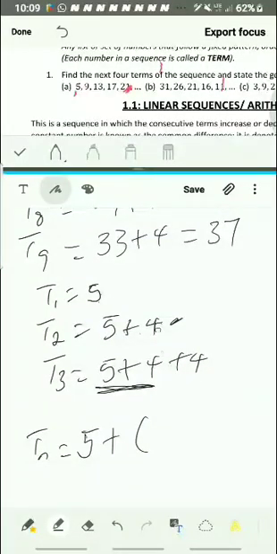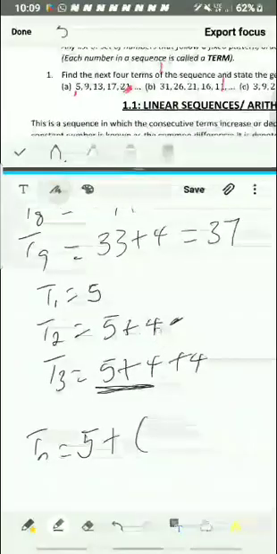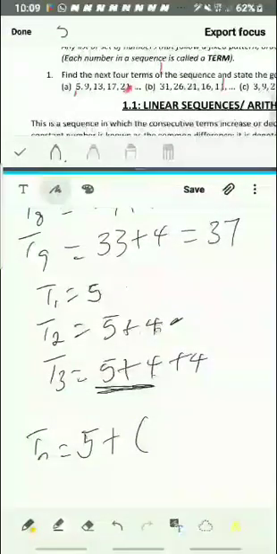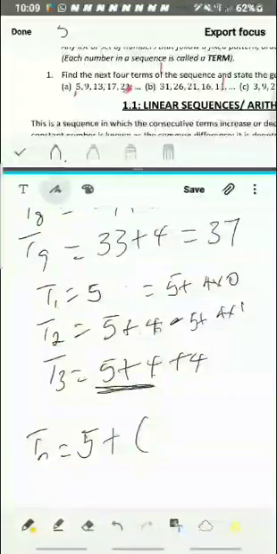Then you can see we are adding multiples of 4 each time. In this case, there is no 4. In this case, we have one multiple of 4. In this case, we have 2 multiples of 4. For T4, we'll be having 3 multiples of 4 that we are adding to this 5. So if you factorize here, this is just like 5 plus 4 times nothing. 5 plus 4 times 1. This is like 5 plus 4 times 2. Okay, you are factoring these two, you are writing for multiples of itself.